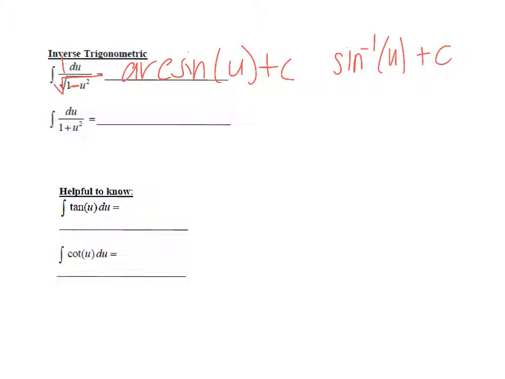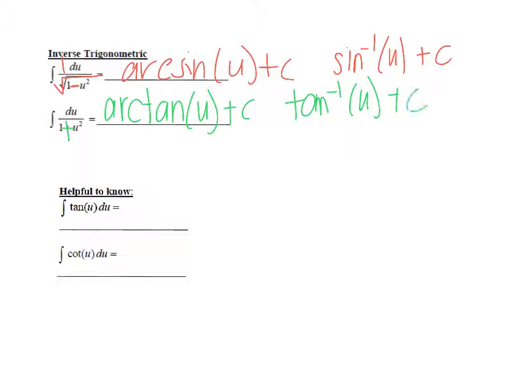And then tan, that's the t, so that's the plus sign. If you can find the form, the integral of 1 over 1 plus u squared, then you know that's going to be arctan of u plus c, or in other words, tan inverse of u plus c. Those are the only two you really have to know.